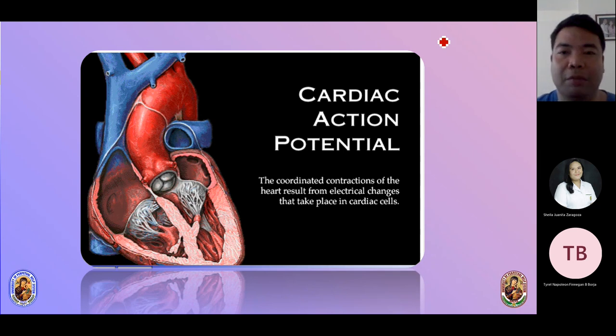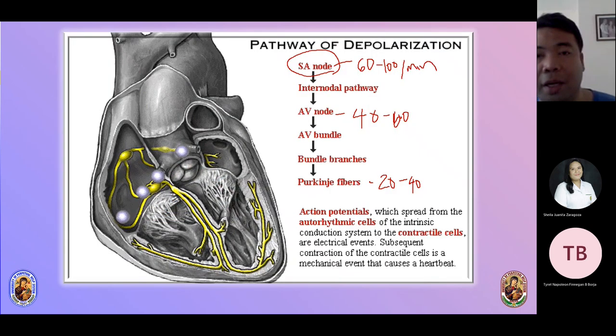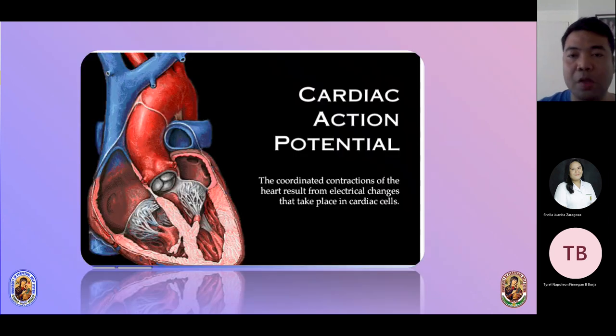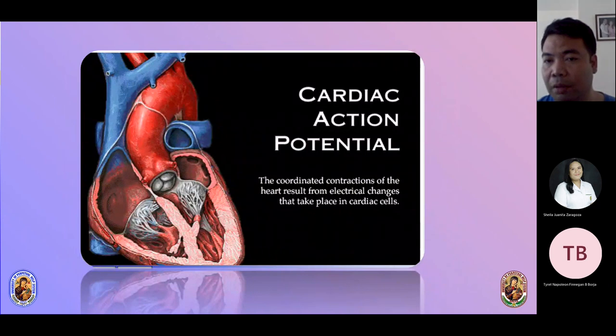we're down to the next topic, which is the cardiac action potential. You are already familiar now with how the action potential spreads across the intrinsic conduction system, the sequence of those cells through which the action potential passes, and the rhythmicity rate of the selected components. So let us now go to the cardiac action potential, the details of what we have just discussed.